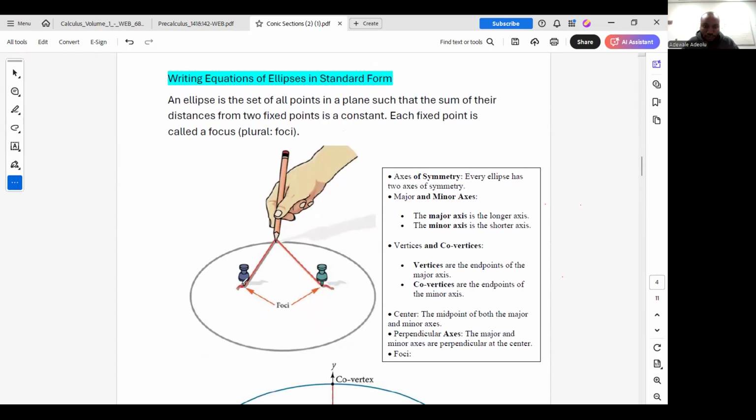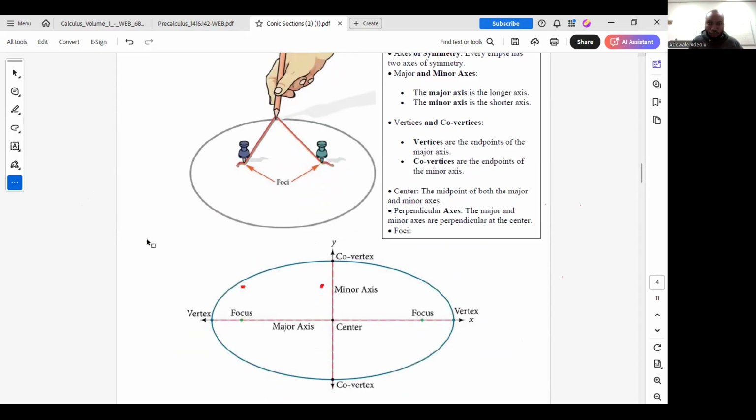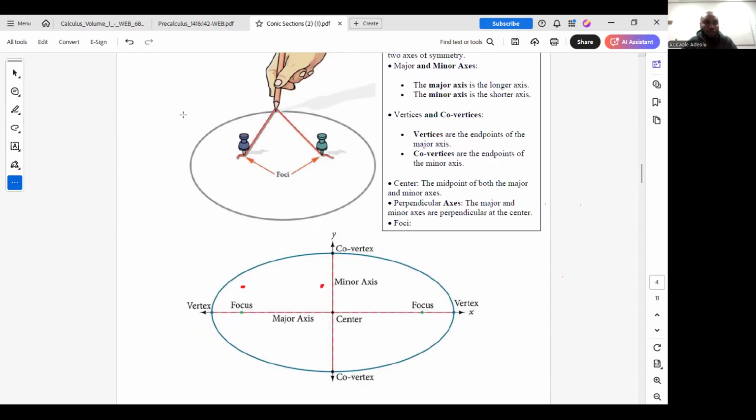pinning 2 points, and then you can put a thread on these 2 points. Then you extend that out using a pencil and you trace it out, just like we have in this case. The shape you're going to have is going to be something like this, an oval. And we will have this situation if we draw it out.